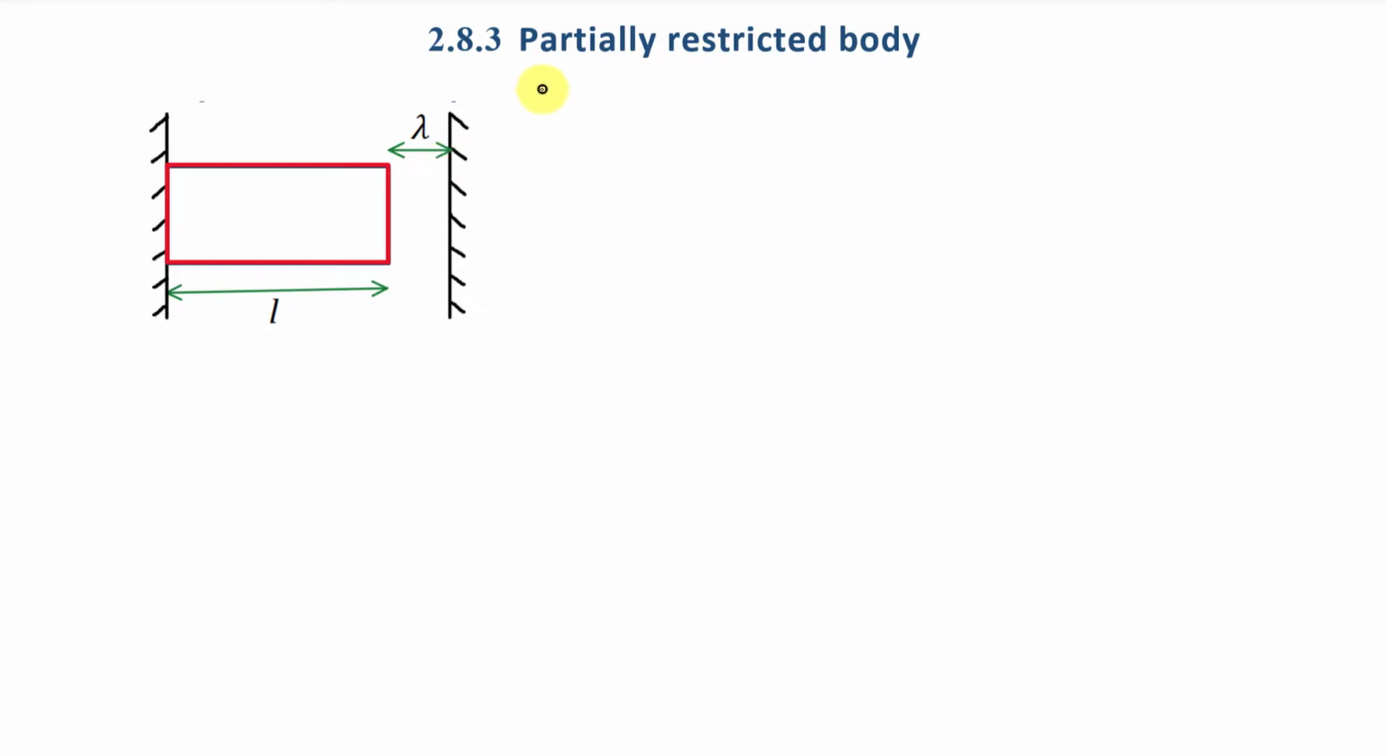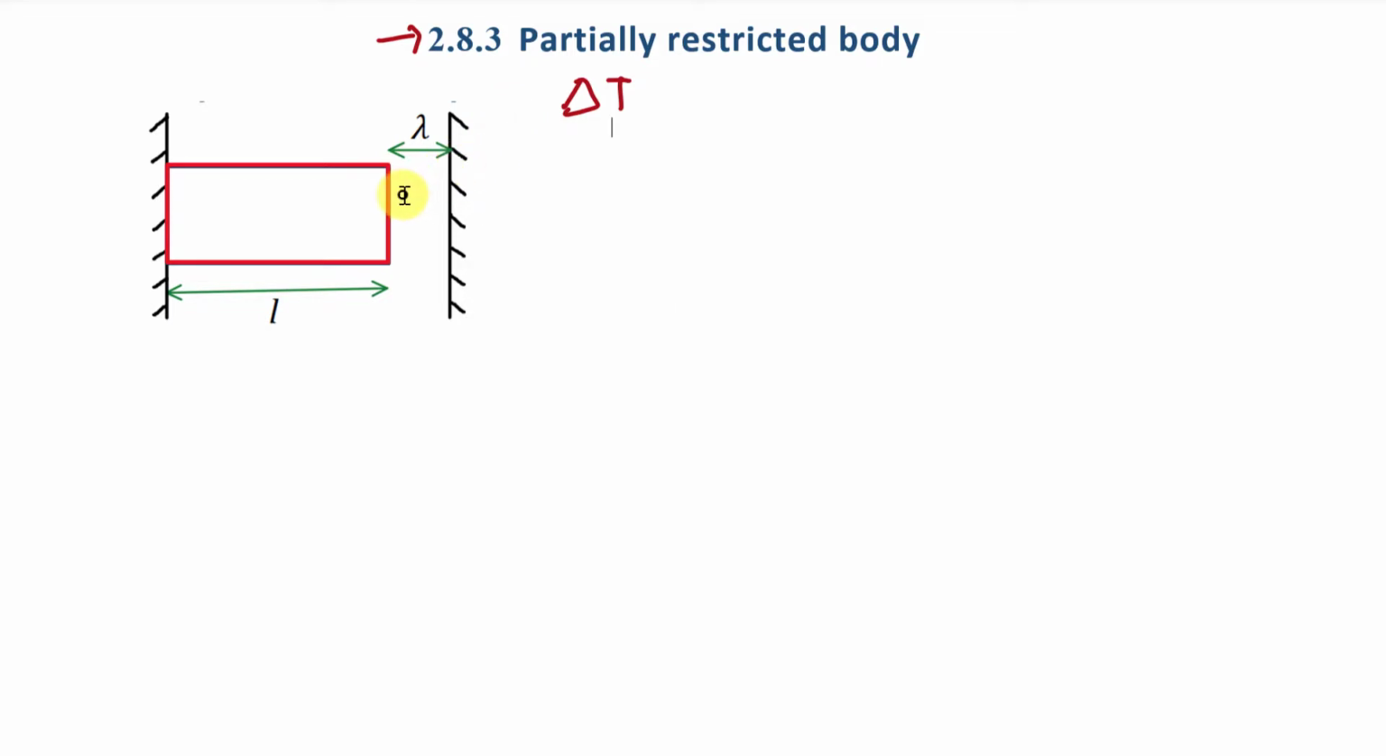Now we are going to discuss the next example, in which we have a partially restricted body. Here you can see that we have this prismatic bar having length L, which is fixed at the left-hand side, and at the right-hand side there is a small gap between this surface and this restriction. The distance between this surface and this restriction is lambda. Now we are going to increase the temperature of this body by delta T, and let's say we have to find out the value of stress produced in this body.